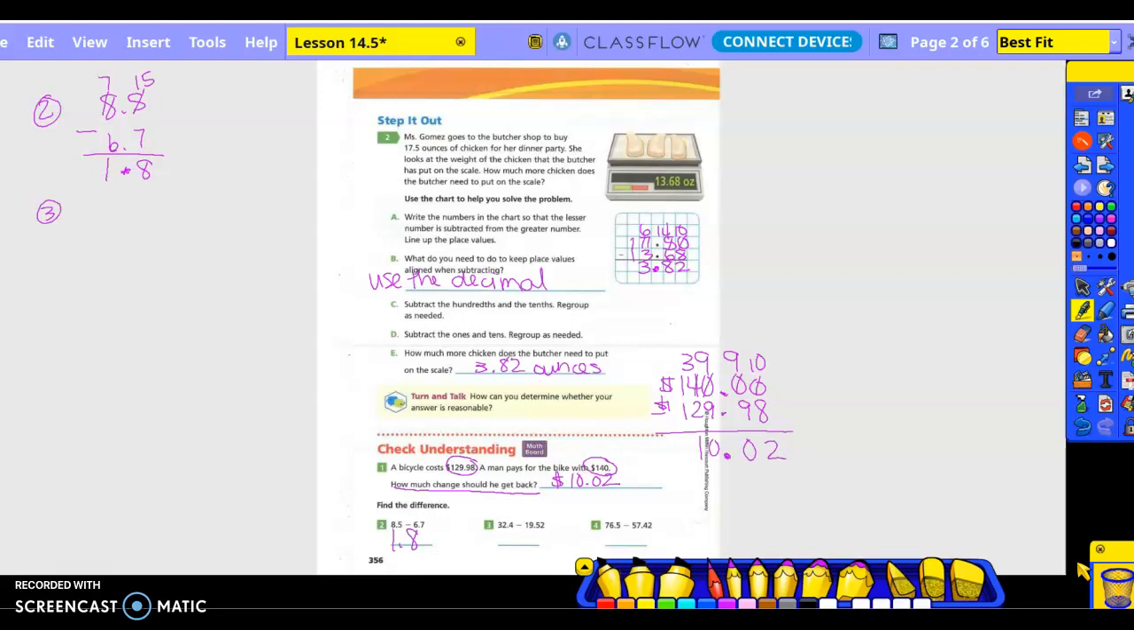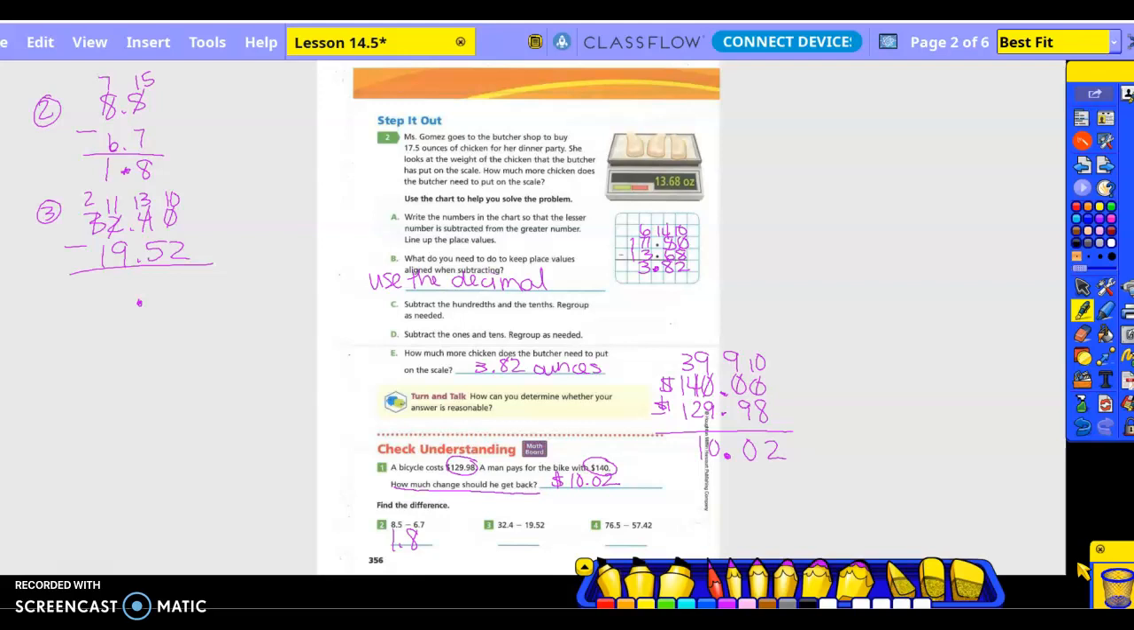Number 3. They have 32 and 4 tenths minus 19 and 52 hundredths. What do I need to do? Add a 0 up here on top to hold my place. What do I do first? Bring my decimal straight down. The 0 becomes a 10. The 4 becomes a 3. Now can I take 5 from 3? No, so it becomes a 13. This 2 becomes a 1. Can I take 9 from 1? Nope, so it becomes an 11, and this 3 becomes a 2.